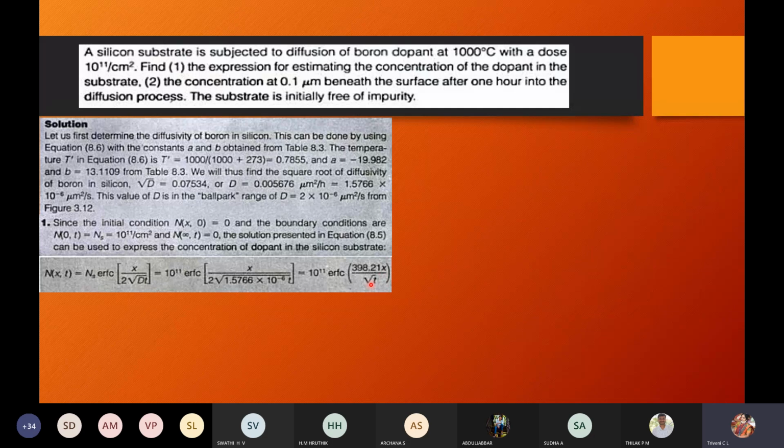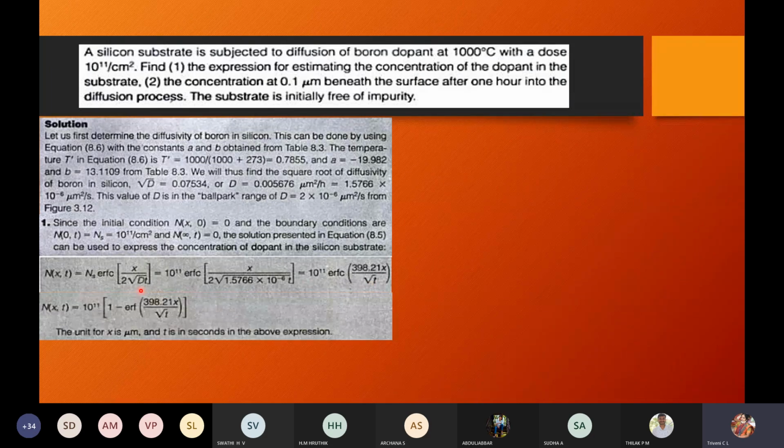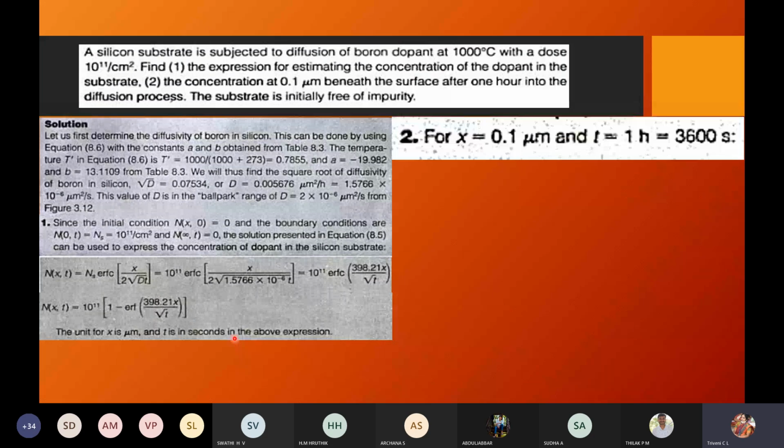So this is the value by substituting the initial and boundary conditions, the N of x comma t here. The value of x is in micrometer and t is in seconds. This is the solution here. So this is equation 1, the expression for estimating the concentration. This is the concentration of the dopant in the substrate. This is the dopant value here.